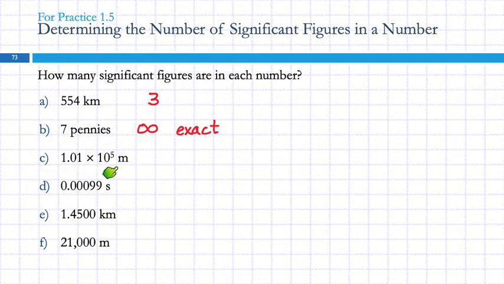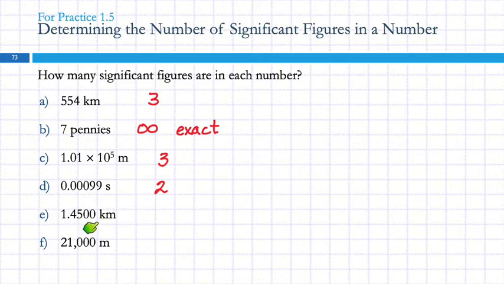1.01 times 10 to the 5 meters. 3. Scientific notation, everything before the times sign is significant. So you just count all the digits, there's 3 digits. 0.00099 seconds. 2. So these zeros at the beginning are holding the decimal place. The leading zeros don't count. If we put that number into scientific notation, those zeros go away.